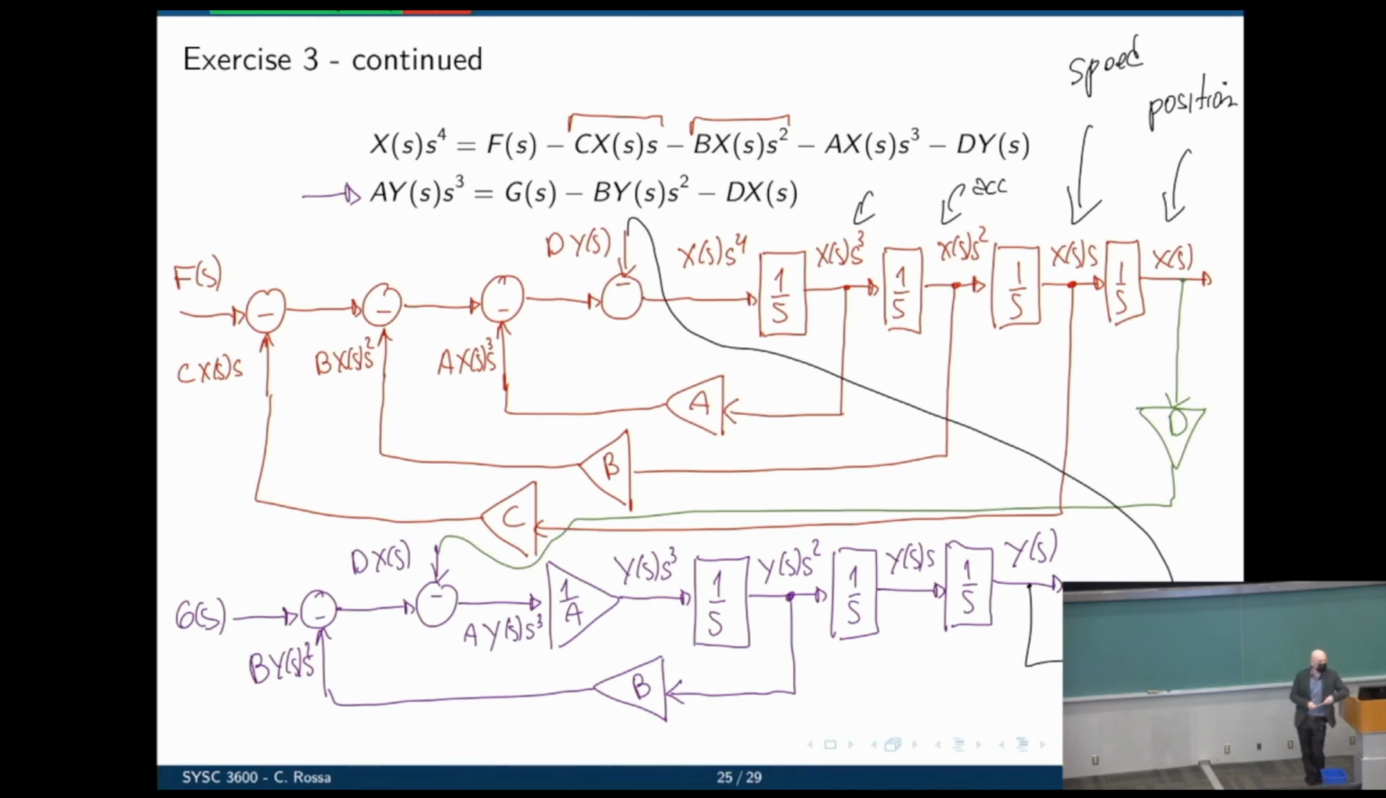Does this one make sense? Yeah. Okay, shall we move on to another one? Yeah.